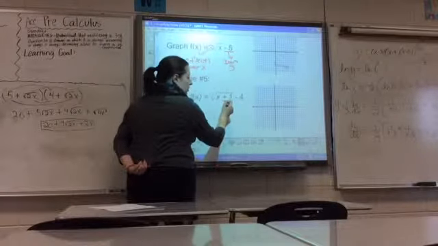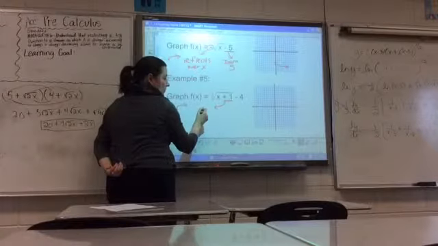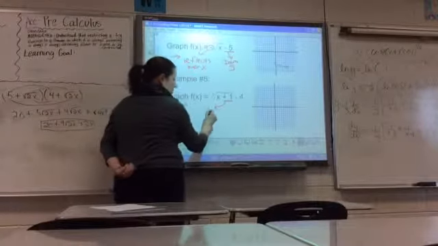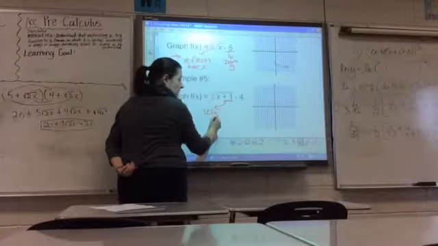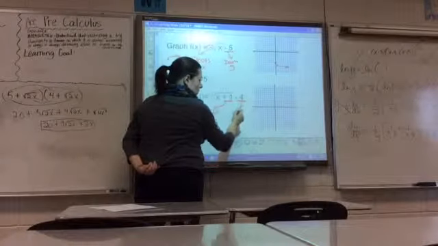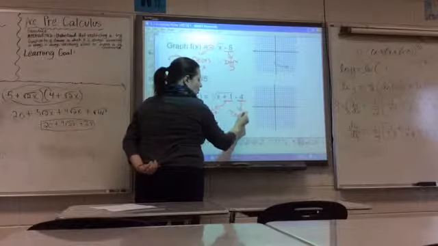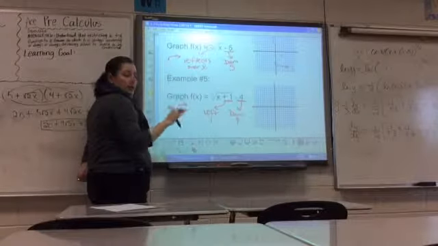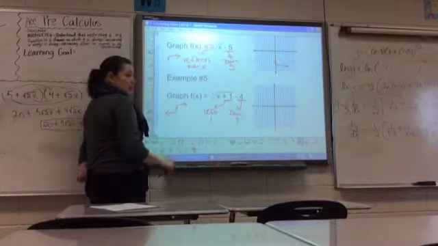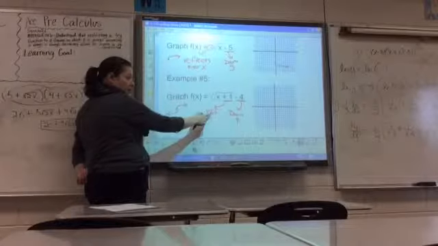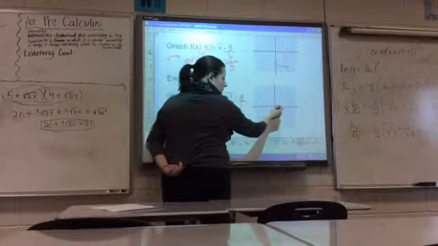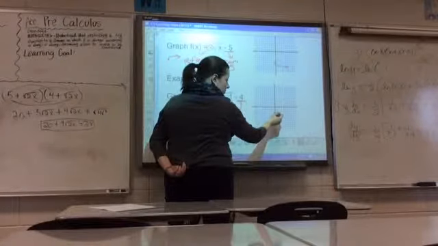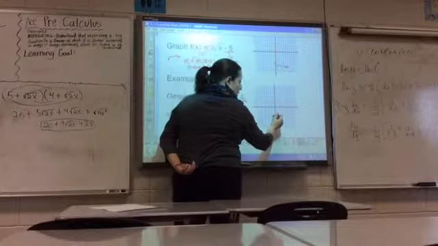So there's the parent. What's the +1 doing for us? Left. Yes. So left 1. And what's the -4? Down 4. Now, it doesn't matter if you go left then down or down then left. It doesn't matter. You'll end up in the same place. So we're going to take the parent, left 1, down 1, 2, 3, 4, and draw.